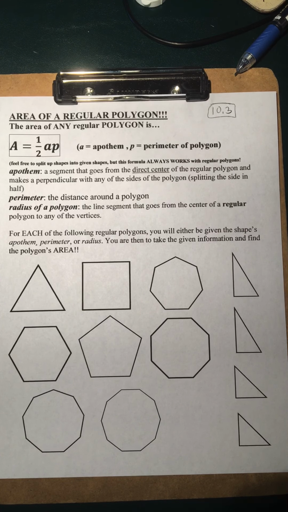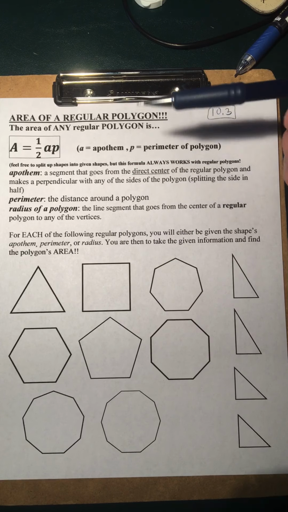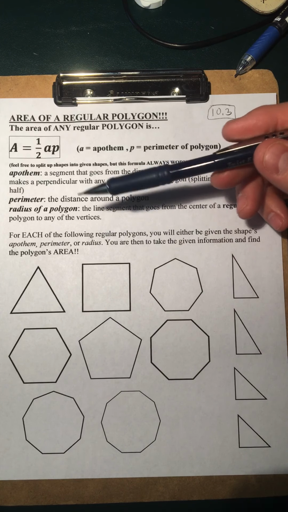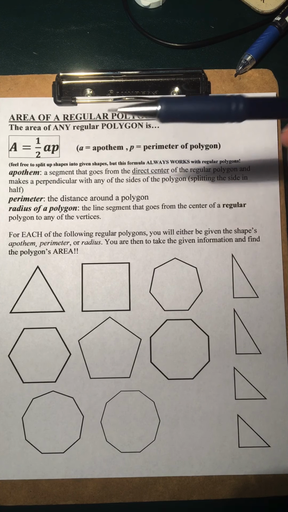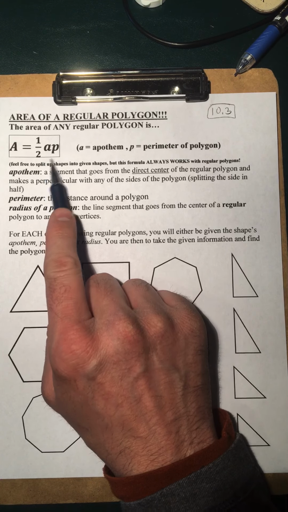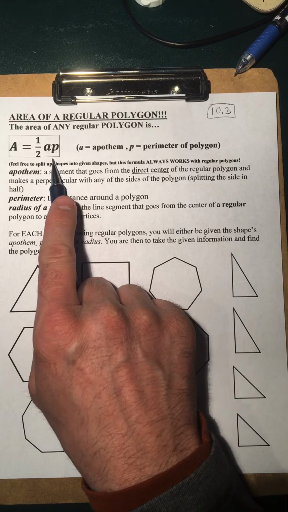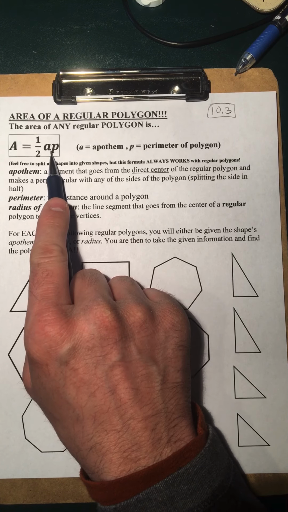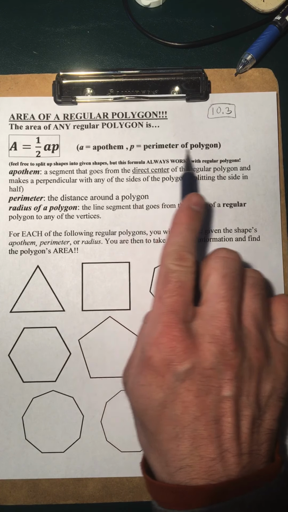Hello geometry. Check it out. You know how to find areas of all these shapes, of course. But did you realize there's a brand new area formula for every regular polygon? And it's 1/2 apothem times perimeter. And you're like, what's a possum? No, not a possum. An apothem. One half times the apothem times the perimeter.